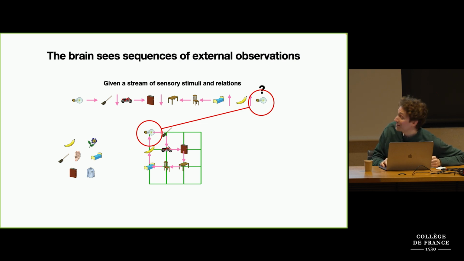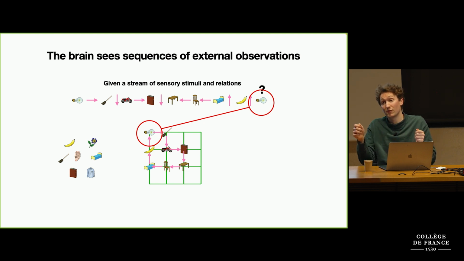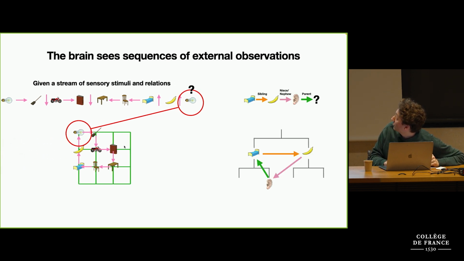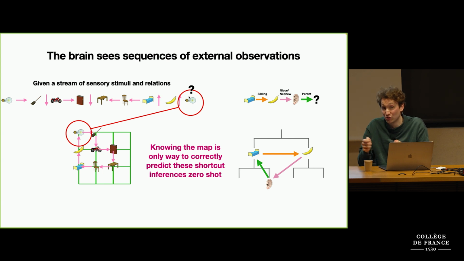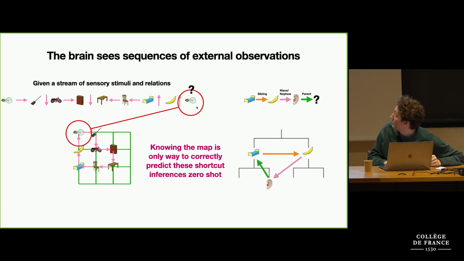And again, this exact same idea of having these sequences of observations works not just in a spatial situation, but it also works if you're on something like a family tree situation. It's just that the map that you need to learn to allow you to make these predictions isn't a spatial map, it's now a family tree map. And it really is the case that in order to make these predictions, these inferences, these shortcuts, the only way you can do it is by having some representation, by having some cognitive map.